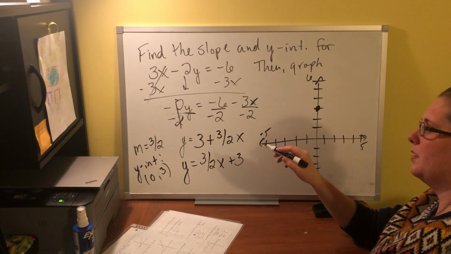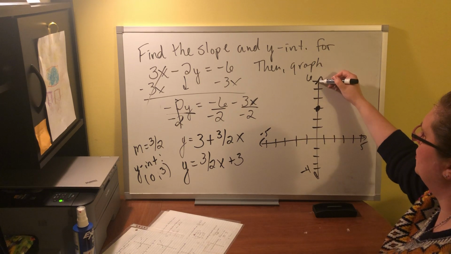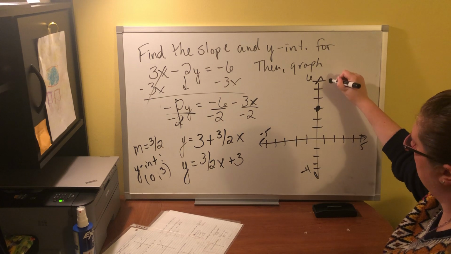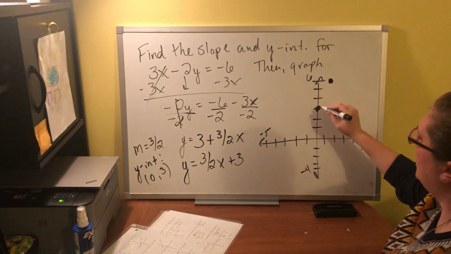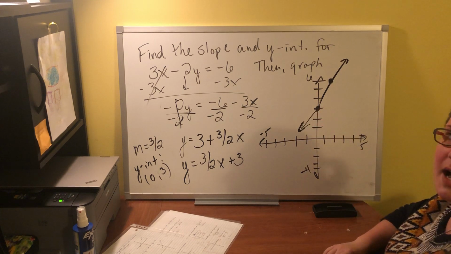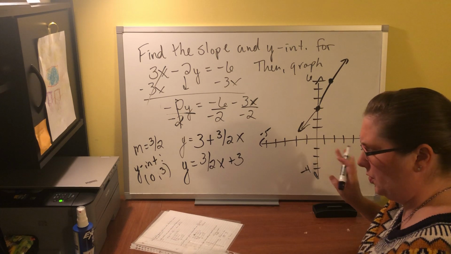Now we have slope, 3/2. Rise over run, so we're rising 3. 1, 2, 3. We're running +2 to the right. 1, 2. So there's your second point on your graph. Connect the dots, extend the line, add the arrows. Okay? So that's nothing too crazy.